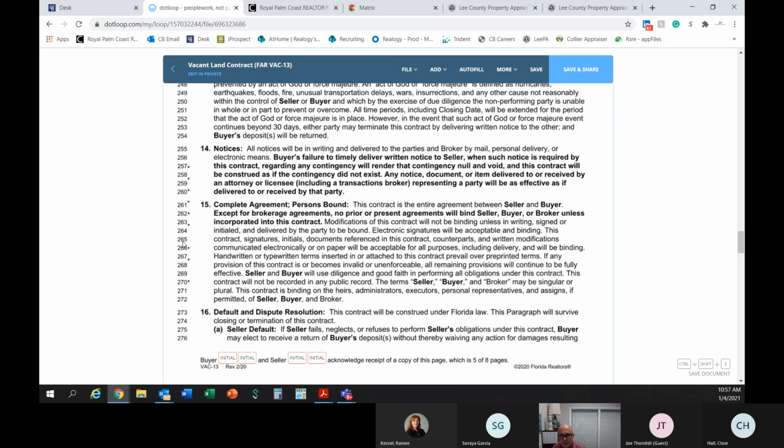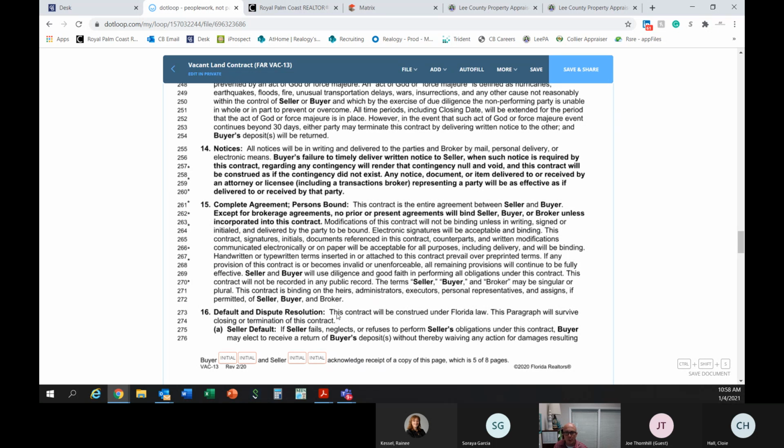If any provision of this contract is or becomes invalid or unenforceable, all remaining provisions will continue to be fully effective. Seller and buyer will use due diligence and good faith in performing all obligations under this contract. This contract will not be recorded in any public record. The terms seller, buyer, and broker may be singular or plural. This contract is binding on the heirs, administrators, executors, personal representatives, and assigns, if permitted, of seller, buyer, and broker. Any questions on that?